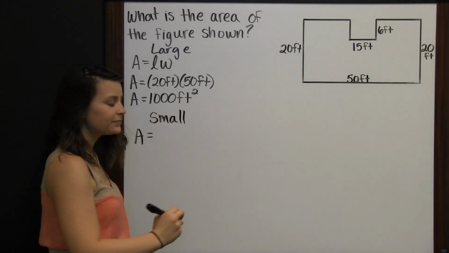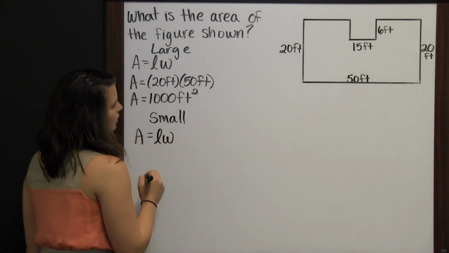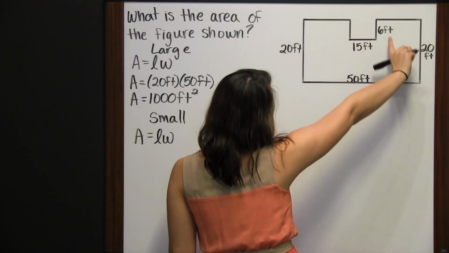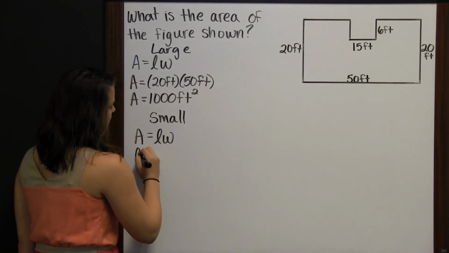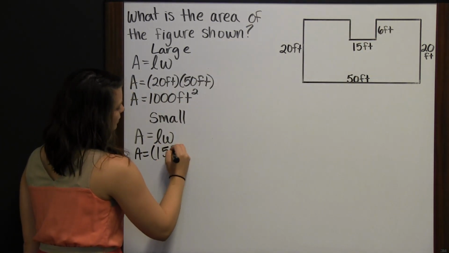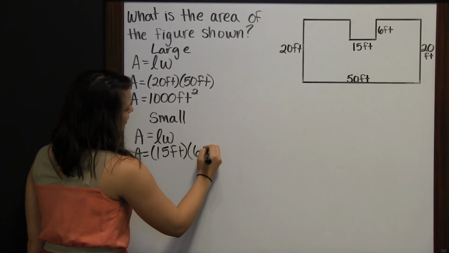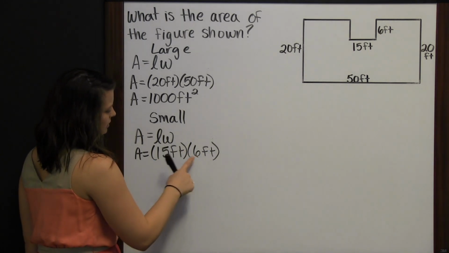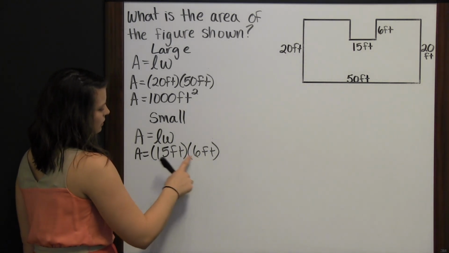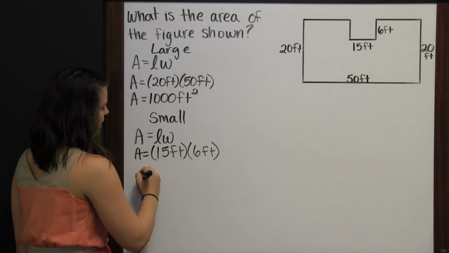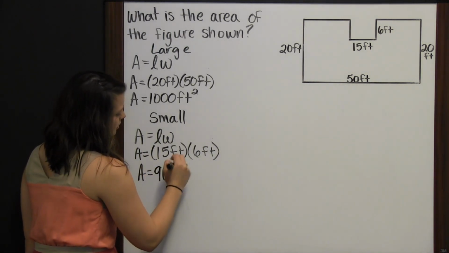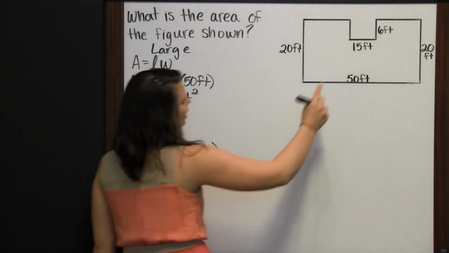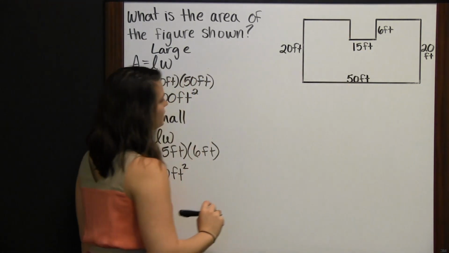So again, area is the length times the width. And we have the length and the width for our small rectangle as well, 15 feet and 6 feet. So the area is 15 feet times 6 feet. 6 times 10 is 60. 6 times 5 is 30. So 30 plus 60 is 90. Feet times feet is feet squared. So the area of this little rectangle is 90 feet squared.